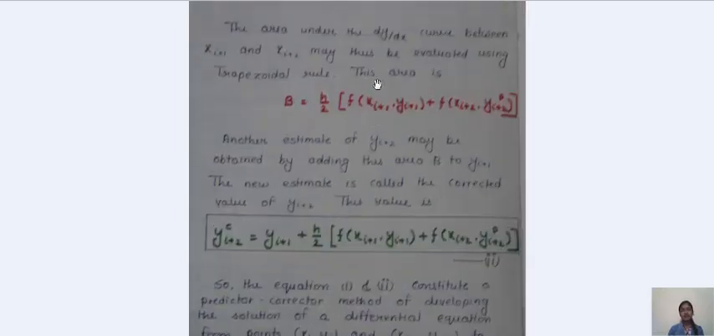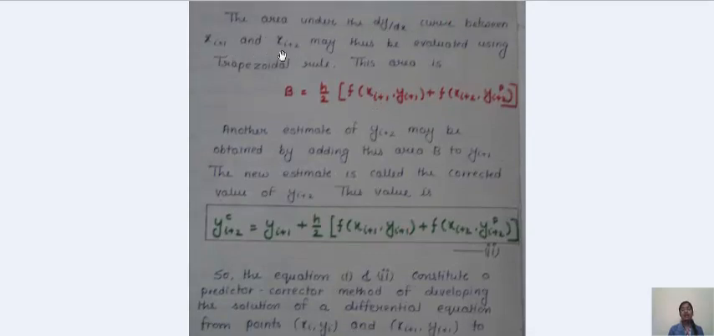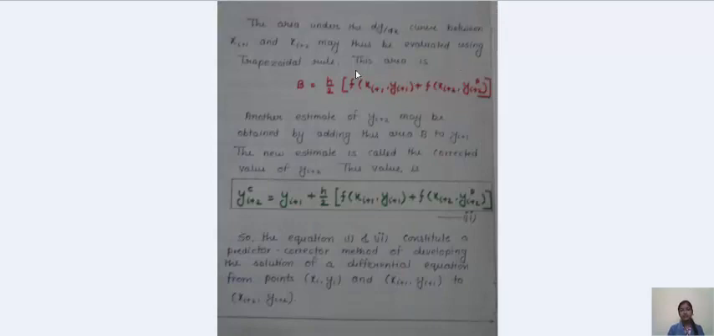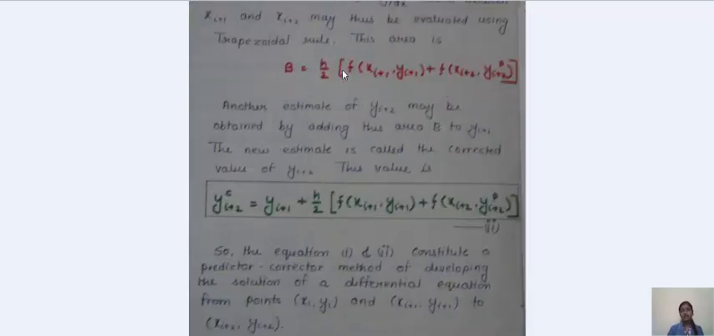The area under the dy by dx curve between x(i+1) and x(i+2) may thus be evaluated using the trapezoidal rule. The area between x(i+1) and x(i+2) is evaluated by the trapezoidal rule. This is the area, that is B. So evaluating by the trapezoidal rule, this area is B equals h by 2 times f of x(i+1), y(i+1) plus f of x(i+2), y(i+2) predictor.